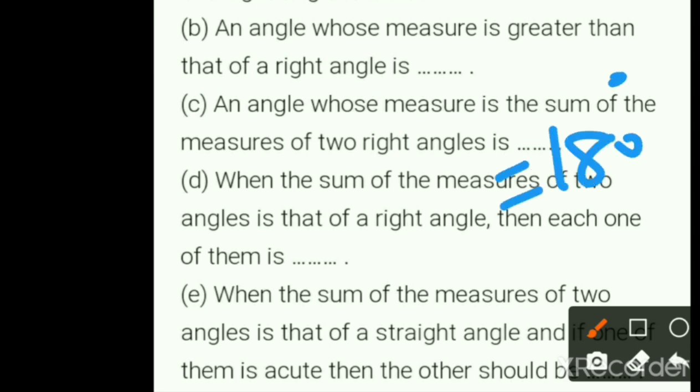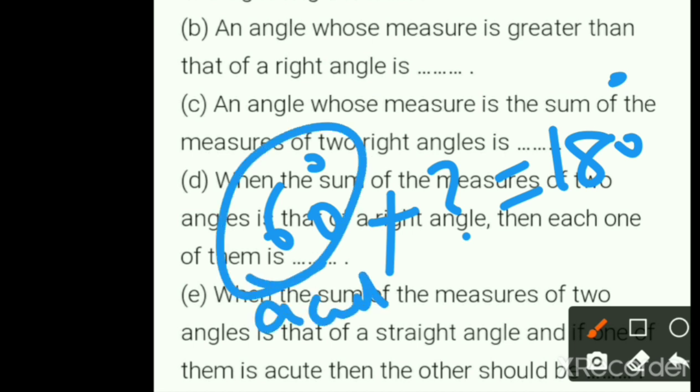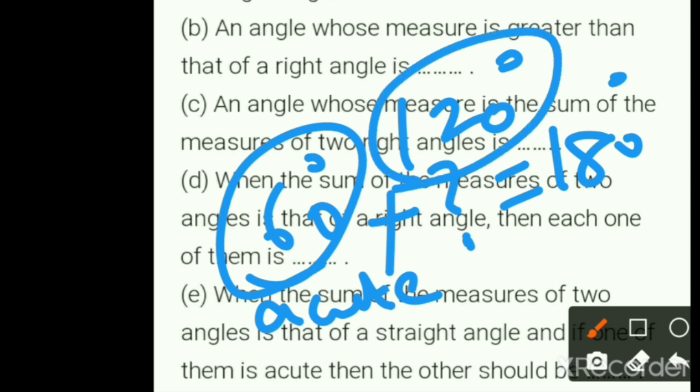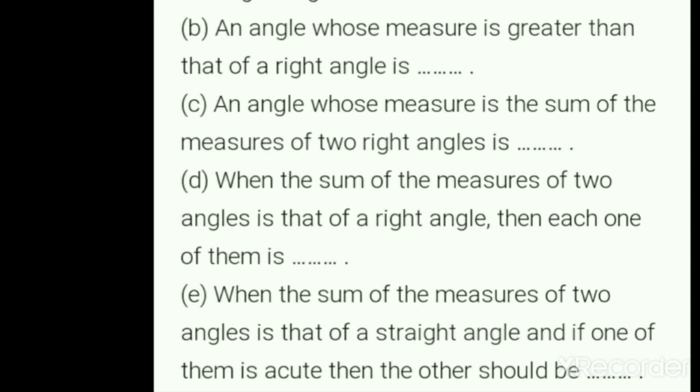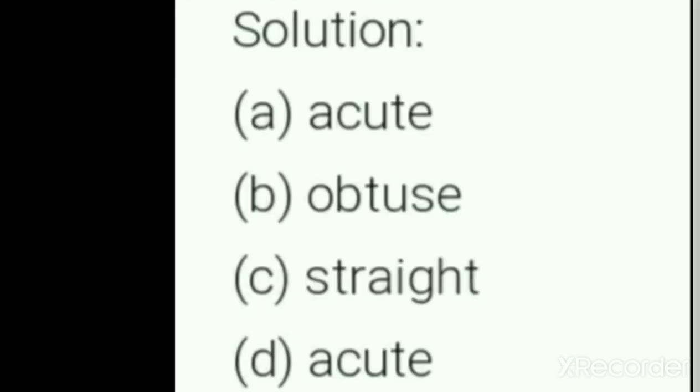Imagine one is acute angle, that is 60 degree. When you add what with 60 degree, we will get a straight angle? You have to add a number that is greater than 90 degree. So if 60 degree is acute, 60 plus what is 180 degree? 60 plus 120. So if 60 is acute, then what about this 120? It is obtuse angle. Clear, children? So the answer is obtuse for E question. Now you can take down the answers.